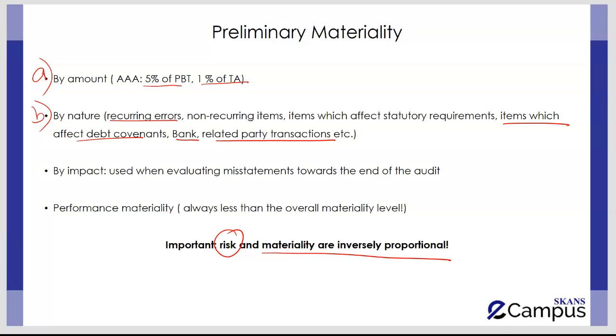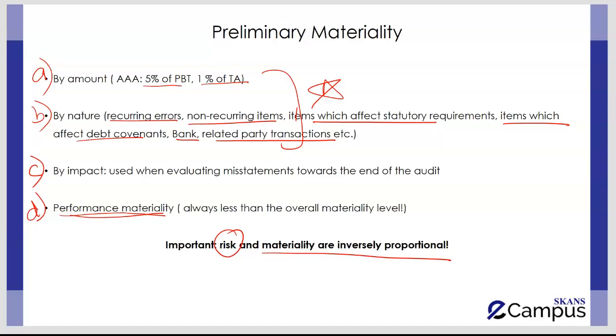Areas which have had recurring errors in the past as well. So maybe it's not material by amount, say payroll expense for the year, but because this has had repeated errors in the past, it becomes material by nature. Any one-off items, non-recurring items, would be material by nature. Items which could affect statutory requirements will automatically become material by nature. At the opinion stage, there would be some items which are material by impact. For example, although the misstatement is, say, only $500, it'll convert a profit into a loss. So it becomes material by impact. But currently, at the initial stage, the first two are what we're going to be focusing on.